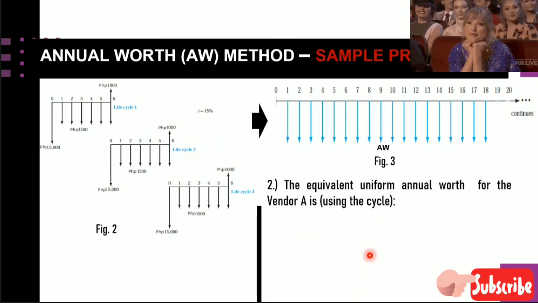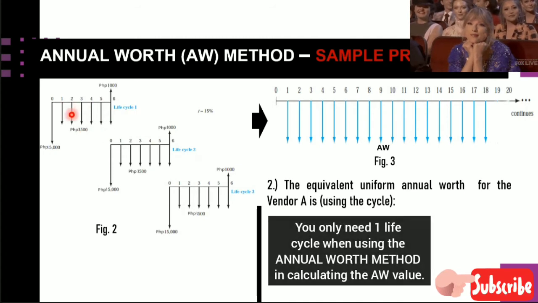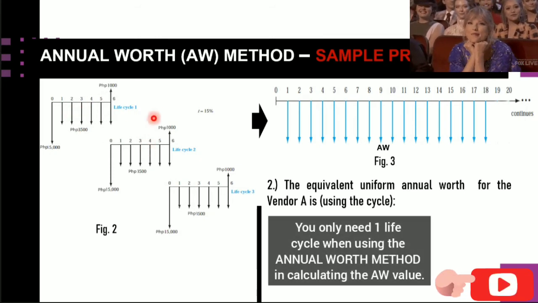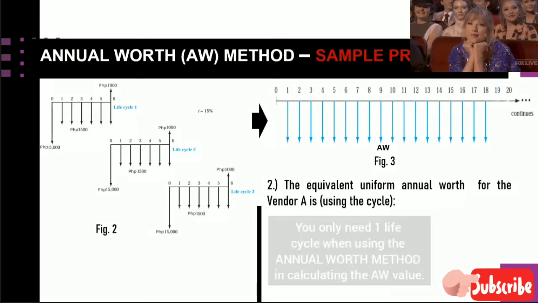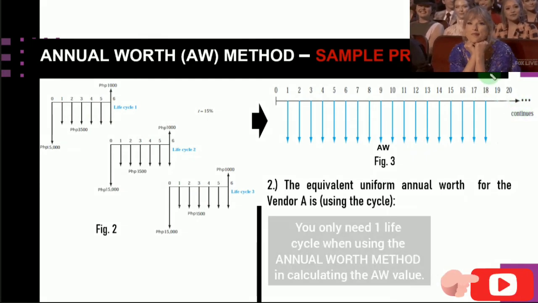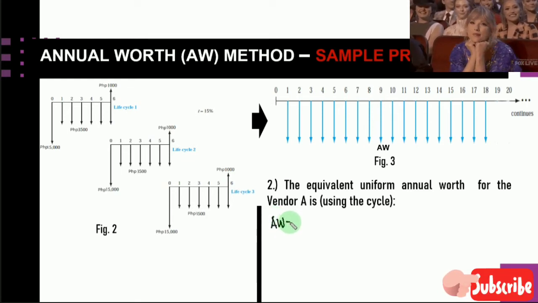So how do we do it? The equivalent uniform annual worth for vendor A using the life cycle. We only need to use one life cycle here, because this one life cycle is the same as the other life cycles. So proceeding, we have this annual worth value equal now to.